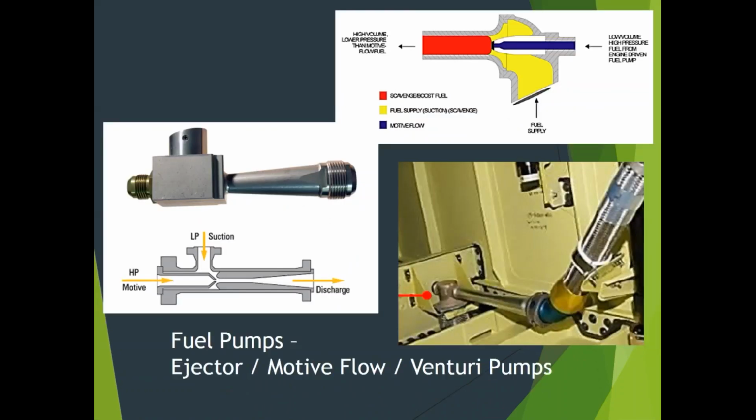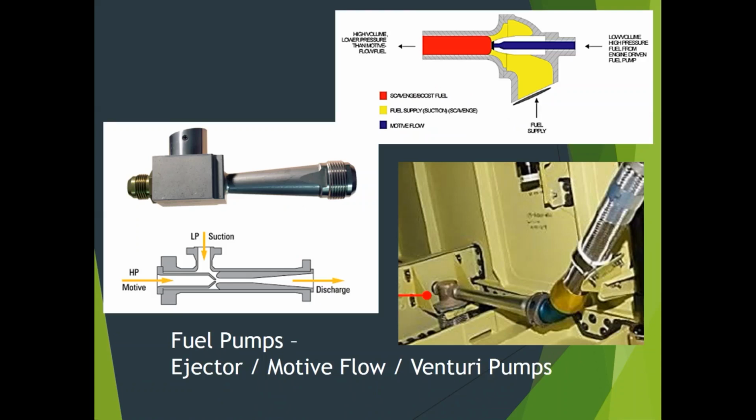Another way we can get fuel to the engine is using an ejector, or motive flow, or Venturi style pump. And that's what I've got pictured here. These are often used as boost pumps. They can move fuel from the tanks to the engines. They're often used as scavenge pumps too. If there's a low point in an outer bay, and for some reason the fuel can't flow, they'll stick one of these little Venturi pumps out in that bay to suck the rest of the fuel into the inner bays or further inboard, or suck fuel and push it into the collector tanks.